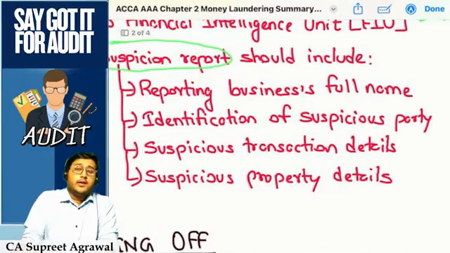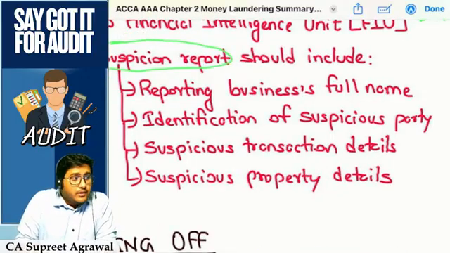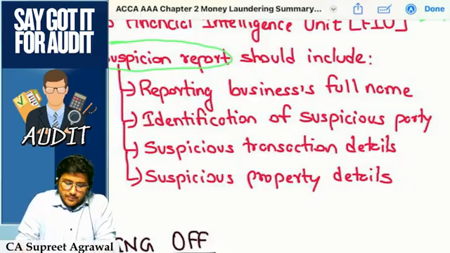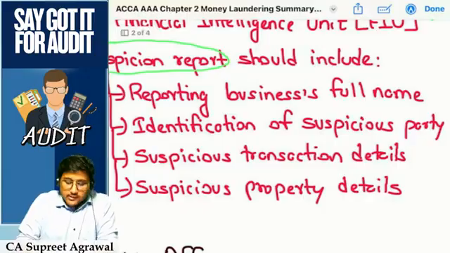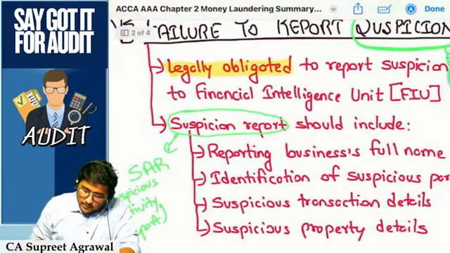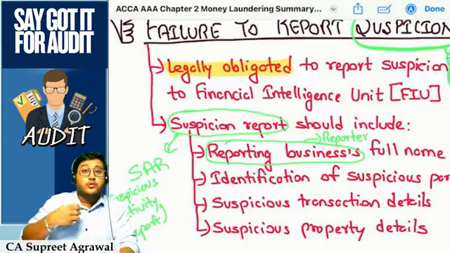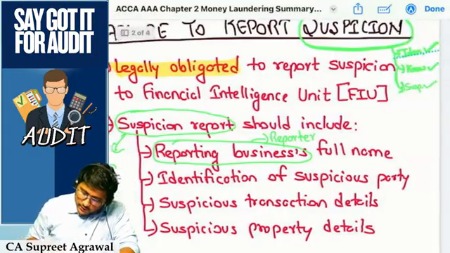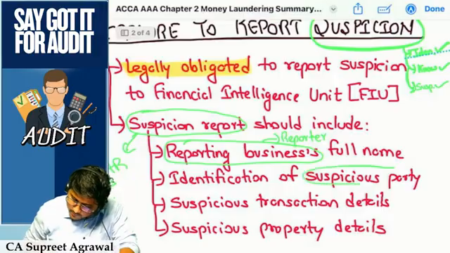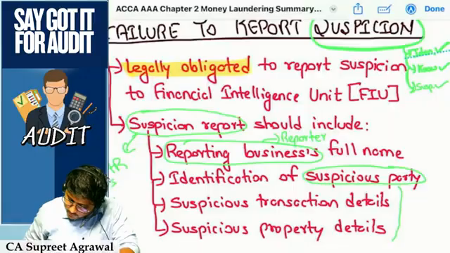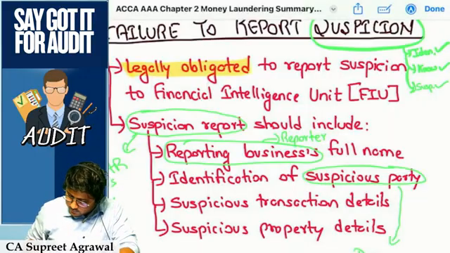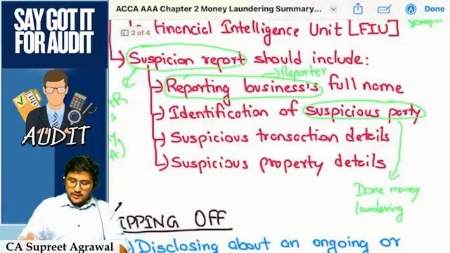What does it include? It includes the reporting business's full name. Reporting business, that is the reporter. Okay, who is reporting? Then identification of the suspicious party. Suspicious party as in who has done money laundering, or suspects, or on whom we suspect that they have done money laundering.